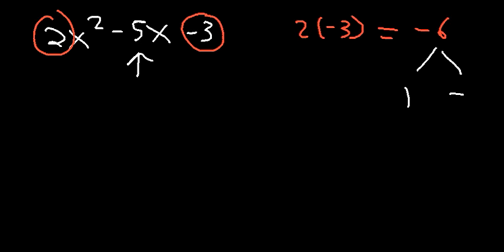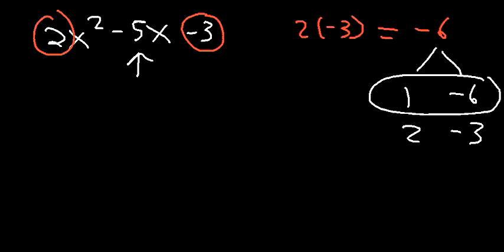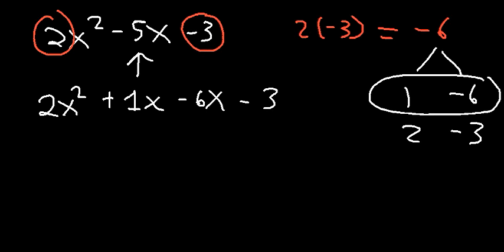So if we divide it by 1, we're going to get negative 6. If we divide it by 2, we'll get negative 3. 1 plus negative 6 is negative 5. So we're going to replace negative 5x with positive 1x and negative 6x, because x minus 6x is negative 5x.